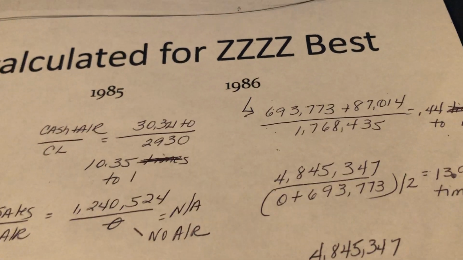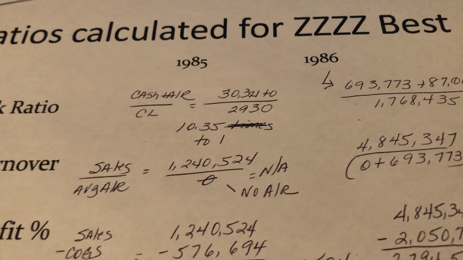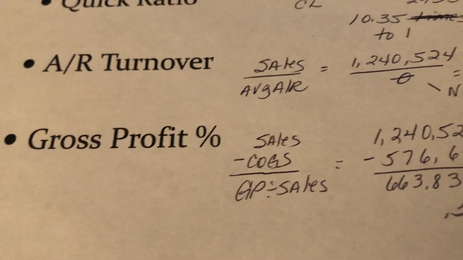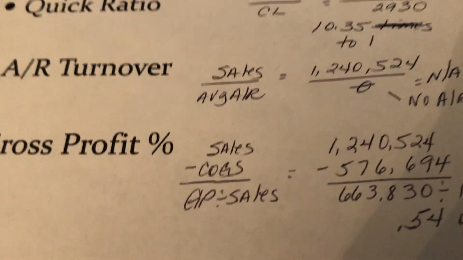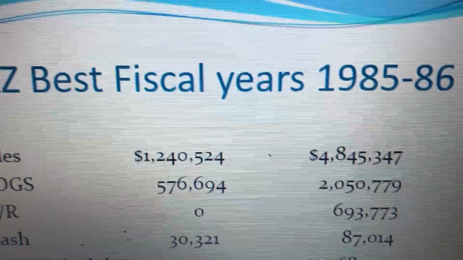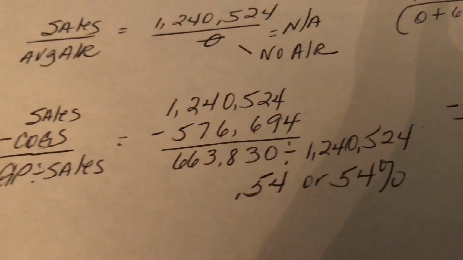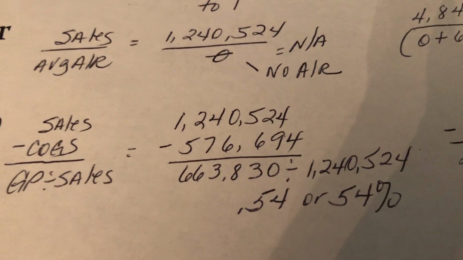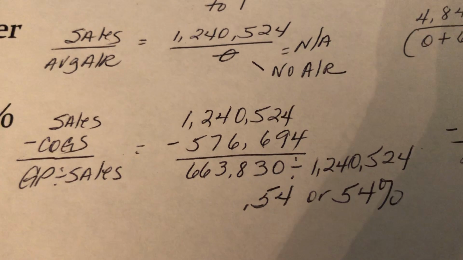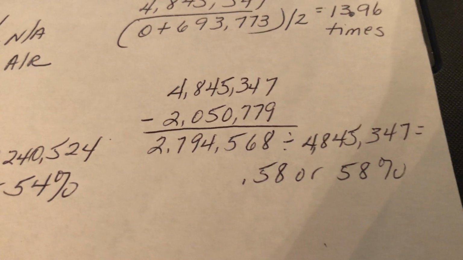Gross profit percentage, this is similar to getting your vertical analysis, but what you want here is to get your gross profit, sales minus cost of goods sold, and you want to divide by sales. So in the first year, you see your sales, cost of goods sold up at the top, do the subtraction on each of those, and then divide by your sales number. So what you have is 0.54 or 54% for the 85 year. You have 58% for the 86 year.